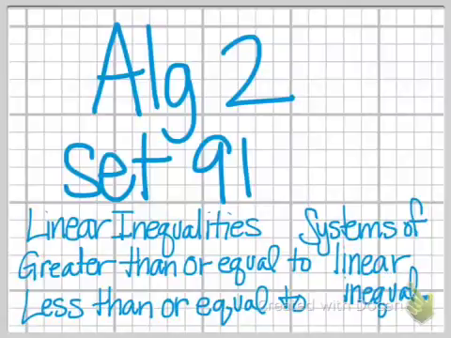Algebra 2, set 91: linear inequalities, greater than or equal to, less than or equal to, and systems of linear inequalities.